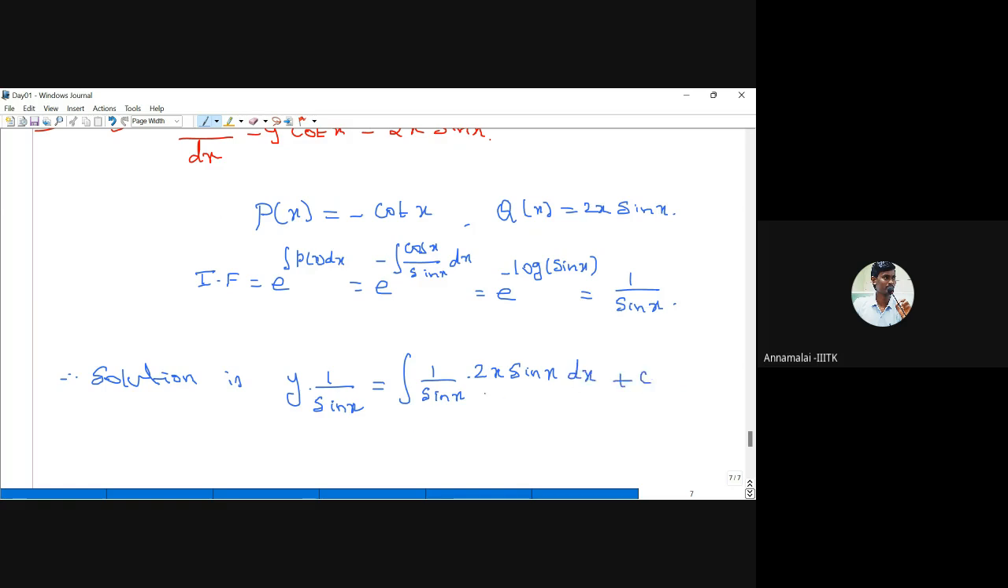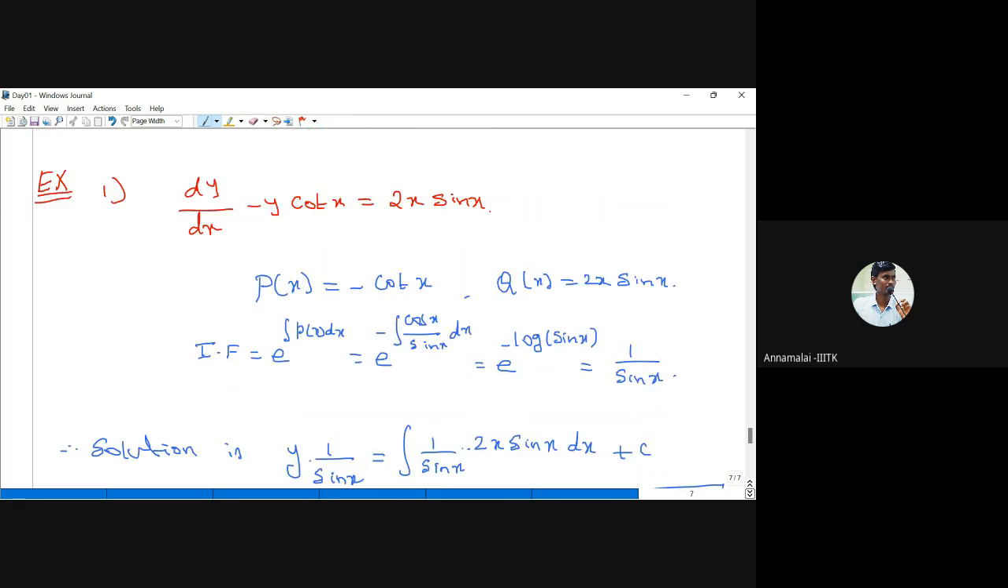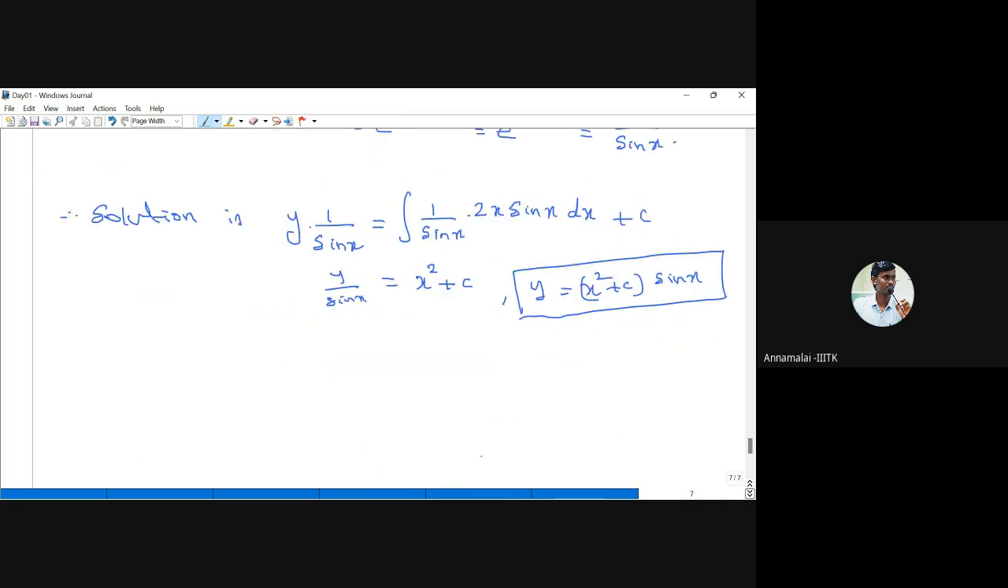Now we can cancel sin x, and then the integration of 2x is x square, so we have just x square plus c. So this is y by sin x. If you want y, therefore y equals x square plus c times sin x. So this is the solution. Very simple. First you have to find what is p, what is q, and then find the integrating factor. Directly you have to substitute in this formula, and you will get the solution.